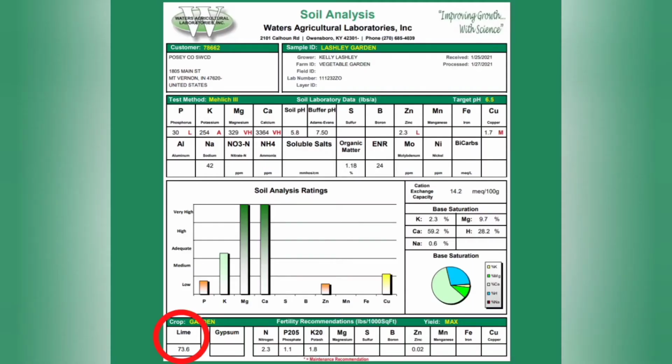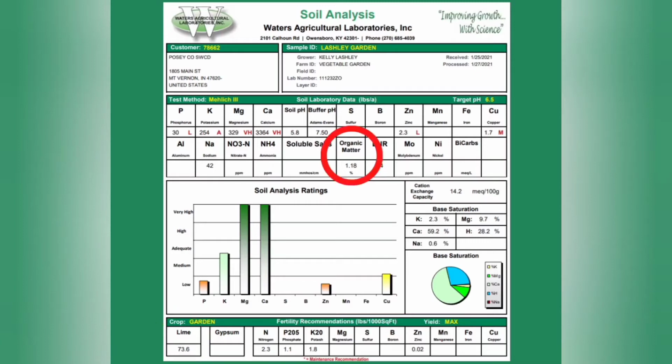Down in the very bottom left, you will see that it says lime, and underneath is a recommendation of how much lime is needed for the garden. So lime is added whenever your soil pH is too low, because we want it to be 6.5, so we need to add lime, which is calcium carbonate, which is basic, so that will raise our pH. So that is why it has lime as a recommendation to add to the garden, is to help raise that soil pH.